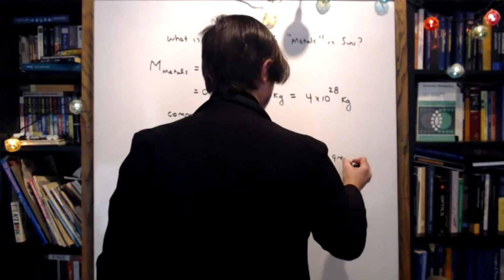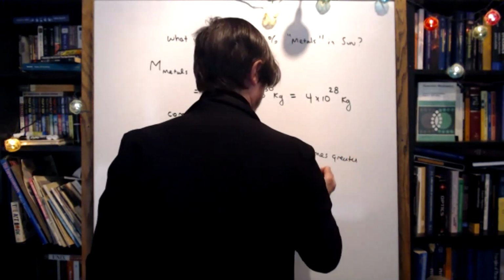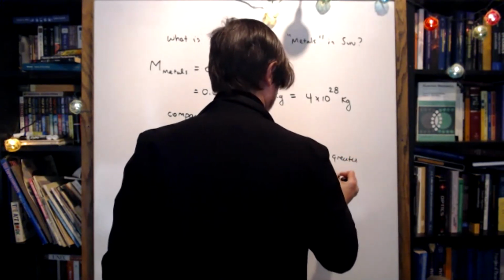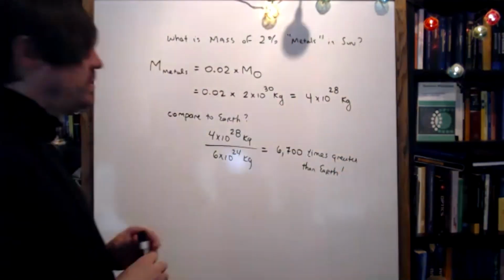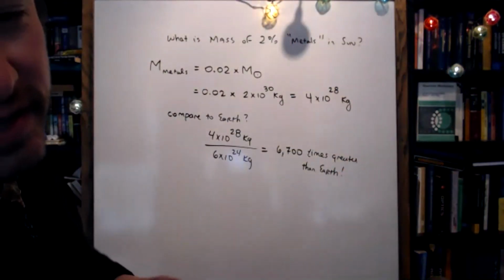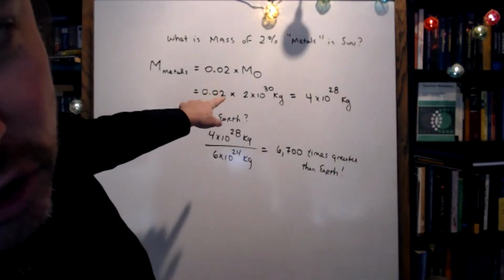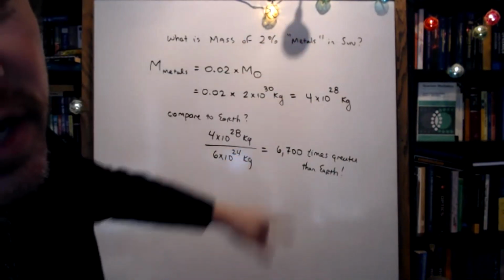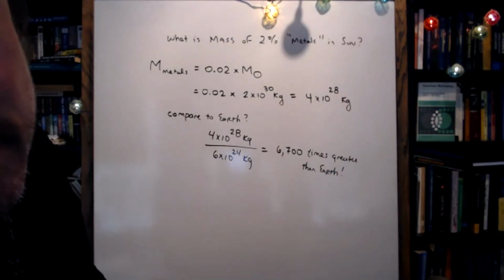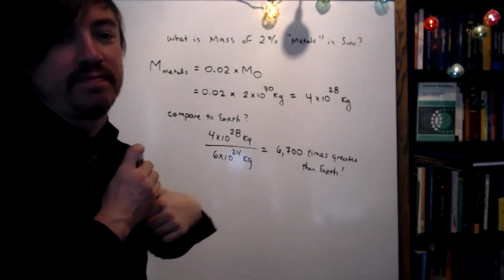times greater than Earth. 2% of the sun's mass might not sound like a lot, but if you could extract that 2% heavy elements from the sun, you could make another 6,700 planets in our solar system.